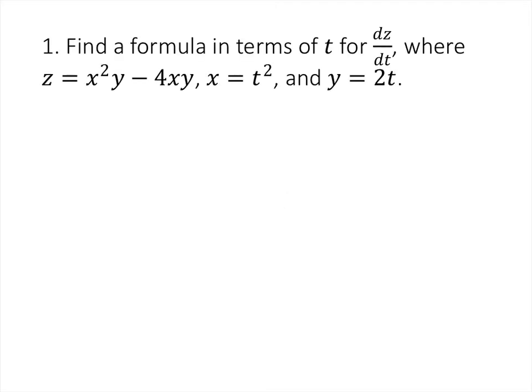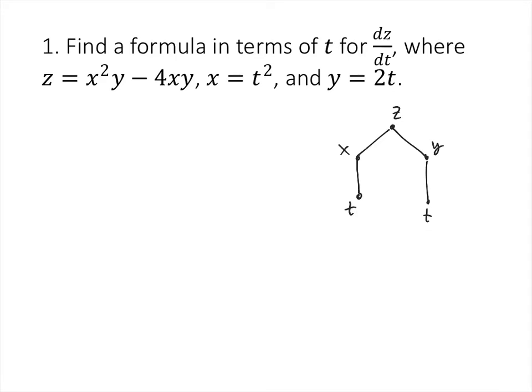So for this first problem, we want a formula in terms of t for dz/dt, where z is a function of x and y, and x and y are functions of t. So the idea here is that we can draw our tree to figure out what we want to do. So z is a function of x and y. So we start with z at the top, and then we draw little line segments down to x and y. Now x is a function of t, and y is a function of t.